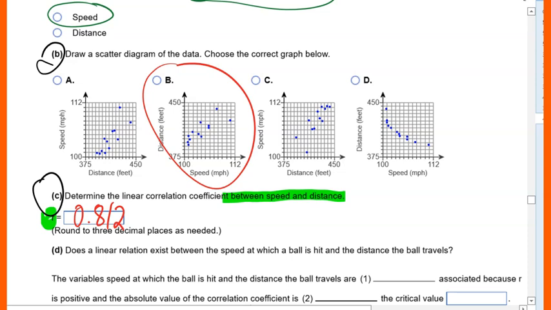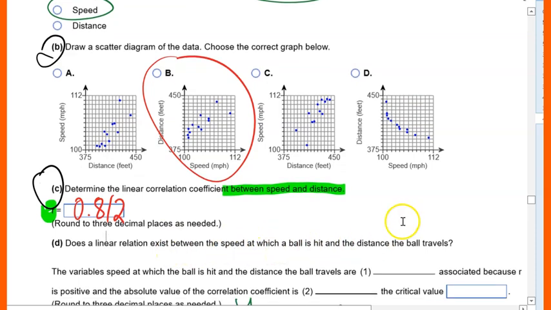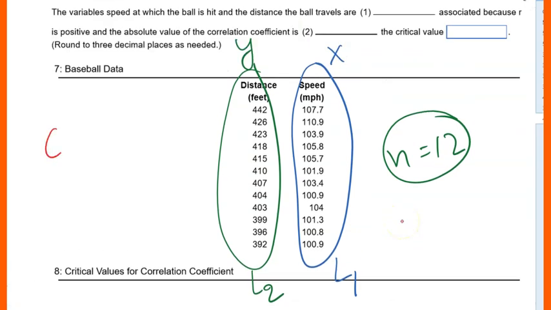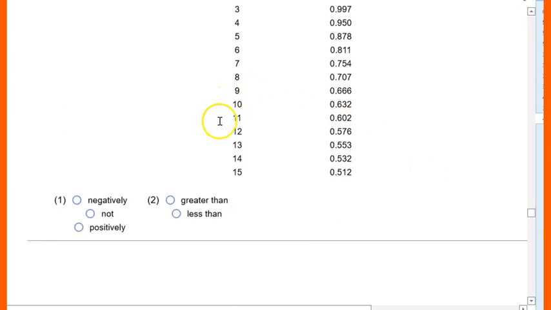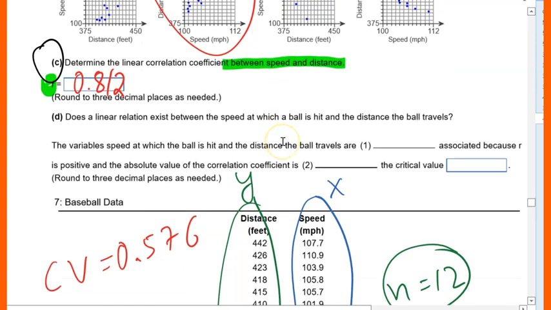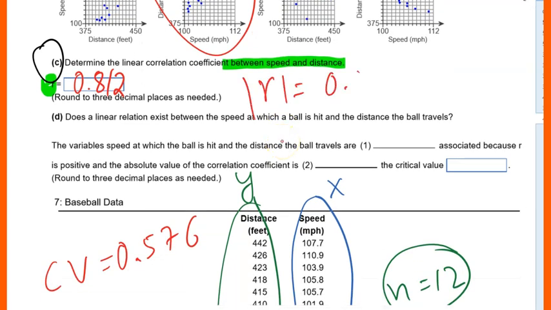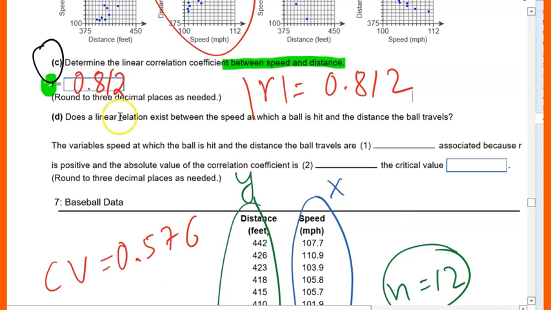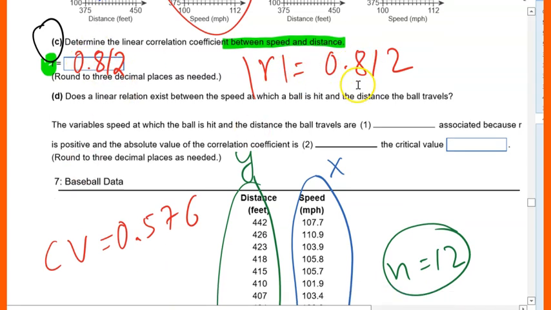And the question is, does a linear relationship exist between the speed at which the ball was hit and the distance the ball traveled? Notice that the critical value in this case, for n equals 12, is 0.576. You see it here. The absolute value of R is 0.812. It's the same thing, because this is a positive R, so the absolute value is obviously positive.